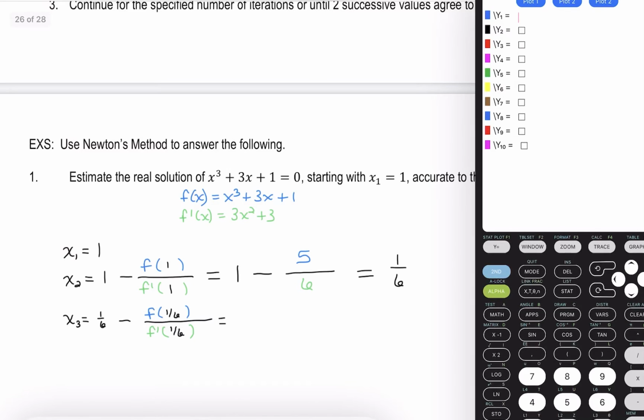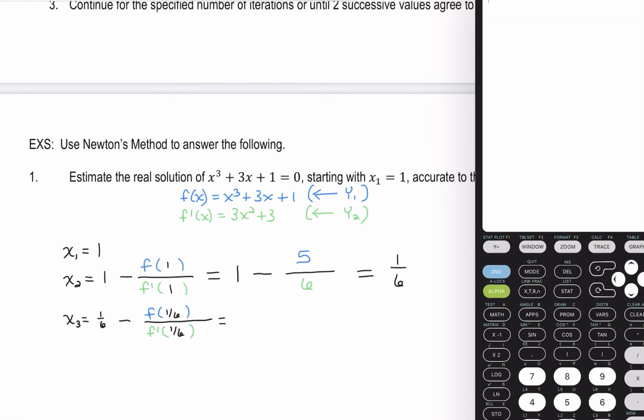I am going to always store f into y1, and then I'm always going to store my f prime into y2 in my calculator. So into y1 is going to be x cubed plus 3x plus 1. And into y2 is the derivative, so 3x squared plus 3. Okay, so those are in there. Now, let's go back to the main menu, so second quit.